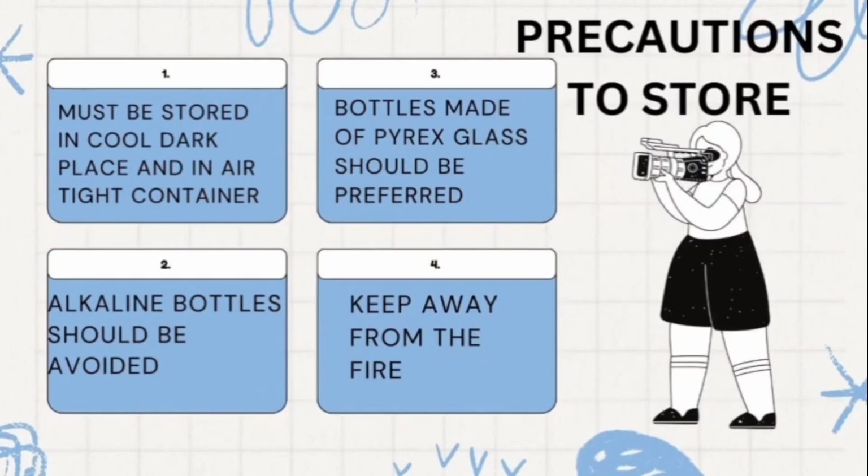Precautions to be taken to store alcohol are: it must be stored in a cool and dark place and in airtight containers. Alkaline bottles should be avoided at all costs. Bottles made of Pyrex glass should be preferred. It should be kept away from fire due to its inflammable nature.